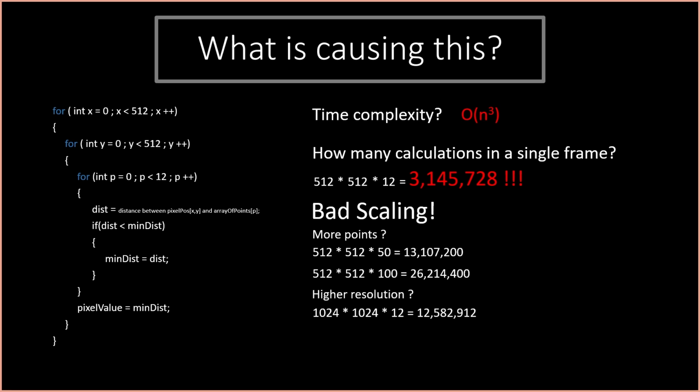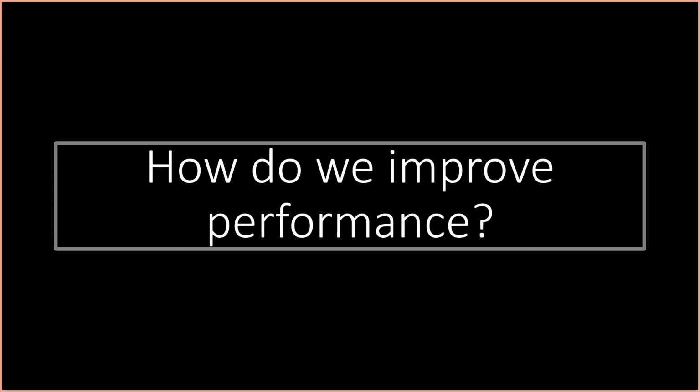1024 by 1024 will give you 12 million calculations, and 2048 by 2048 will give you 50 million. This is just not sustainable at all. Now that we have found and analyzed the bottleneck, how do we improve the performance for this function? We have a myriad of ways to solve this problem of nested for loops. First, we will explore the Unity job system.